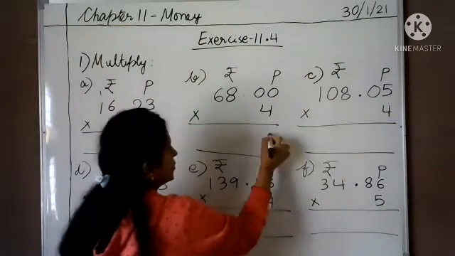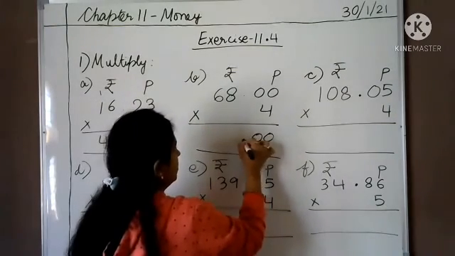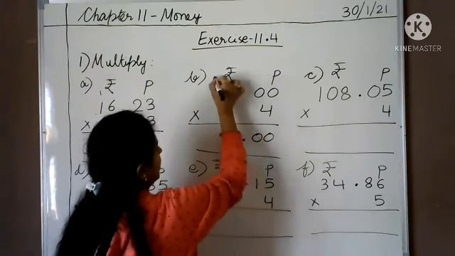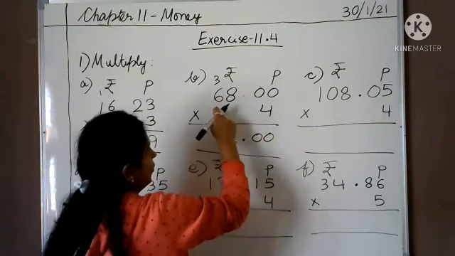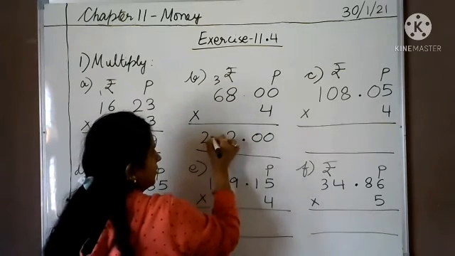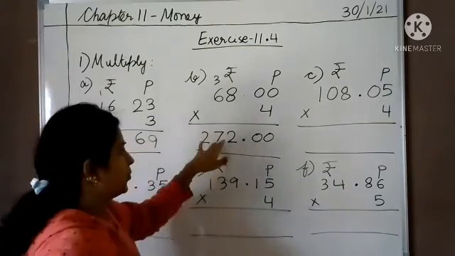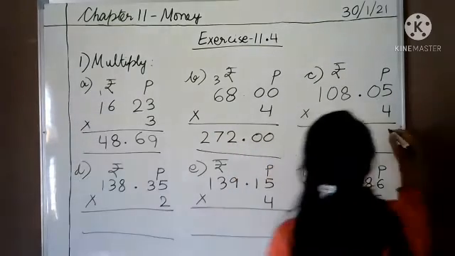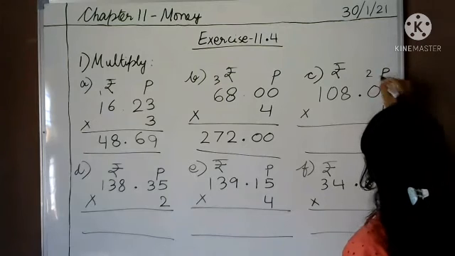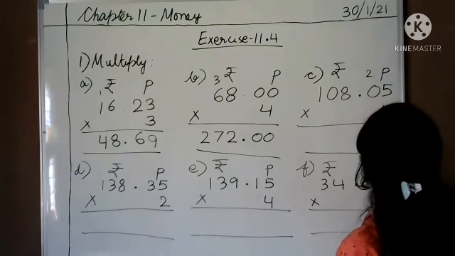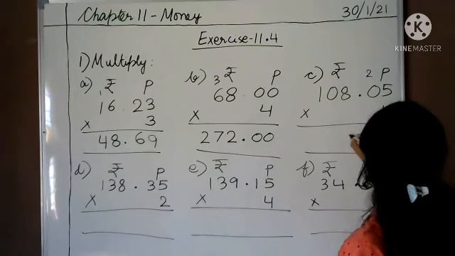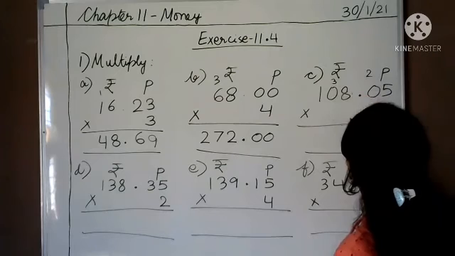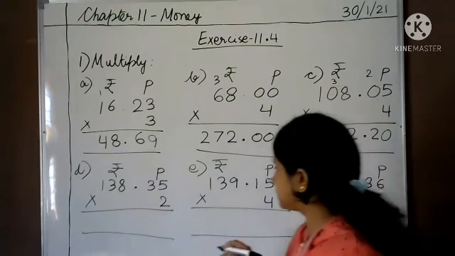Now here, 4 zeros are 0, 4 zeros are 0, 4 eights are 32, 2 carry 3, 4 sixes are 24 and 3, 27. So 272 rupees. कुछ भी पैसा नहीं है, so 272 rupees. 4 fives are 20, 0 carry 2, 4 zeros are 0 plus 2, 4 eights are 32, 2 carry 3, 4 zeros are 0 plus 3 and 4 ones are 4.